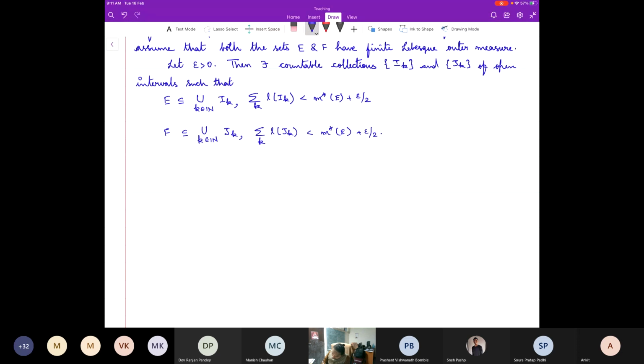So now note the countable collection. Shouldn't that be m star of F plus epsilon by 2? Yes, thank you, it should be. The second one is for F.